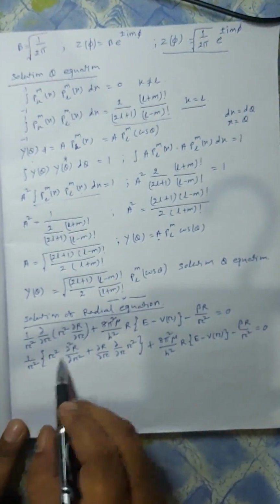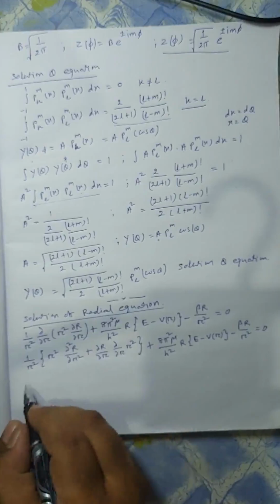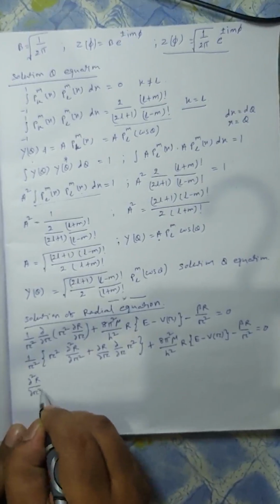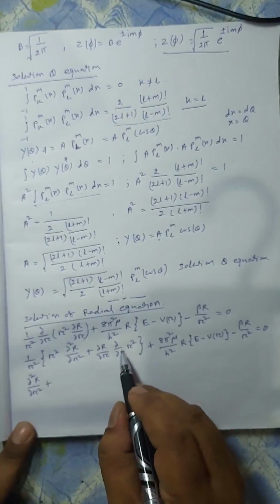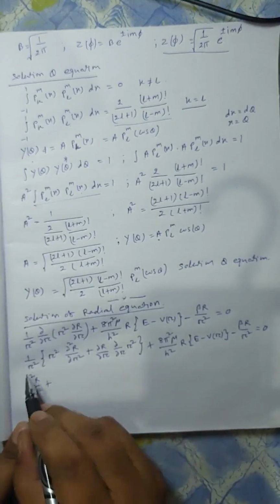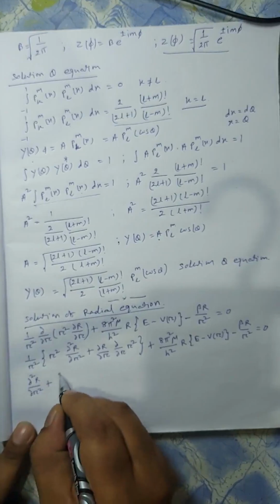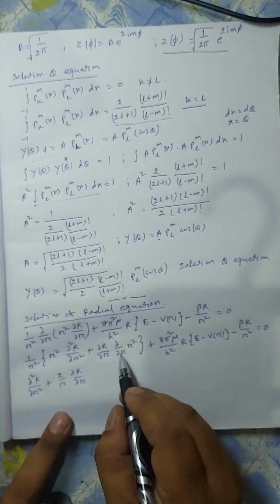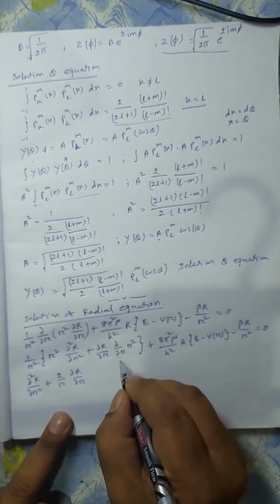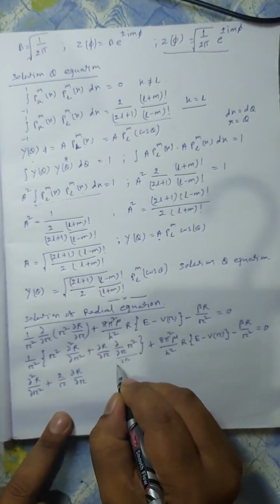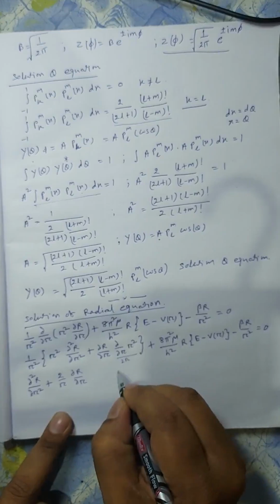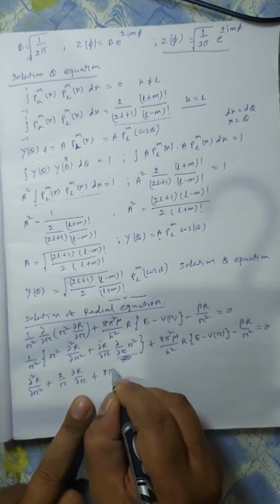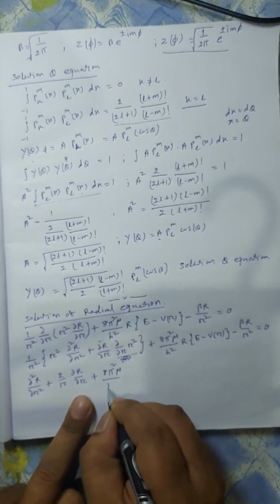Then we multiply this 1 by r square with this equation. The r square cancels. What is remaining? Dou square R by dou r square plus, the derivative of r square is 2r, and r square with 1r cancelled, so 2 by r dou R by dou r remains, then plus 8 pi square mu by h square.